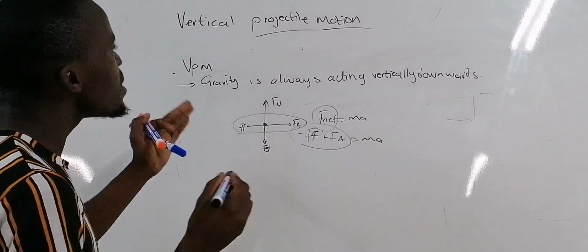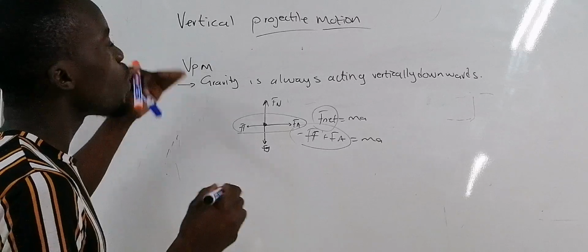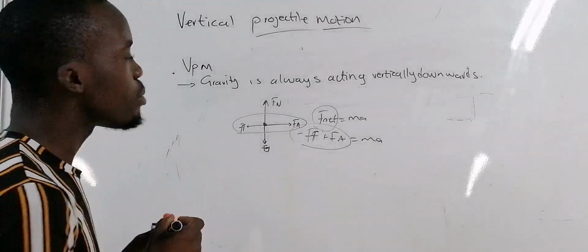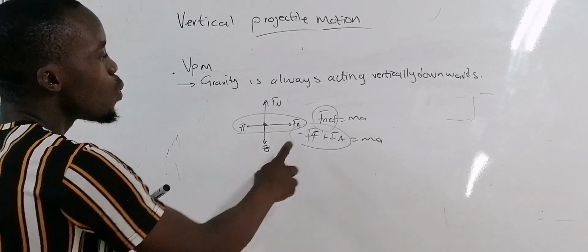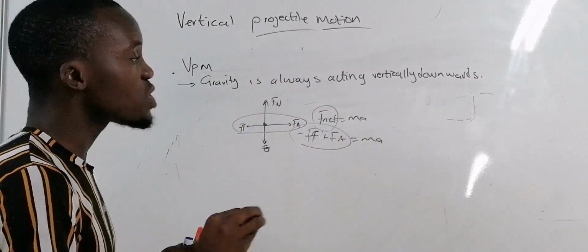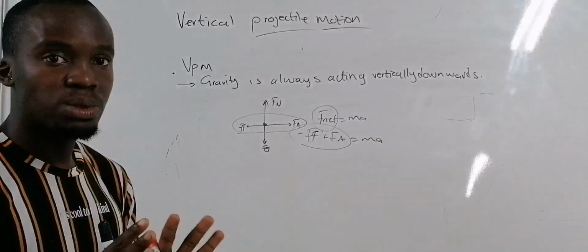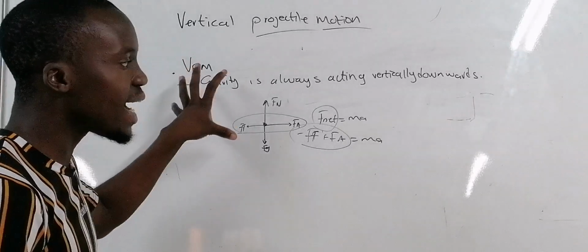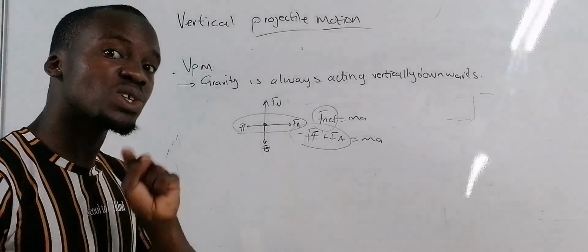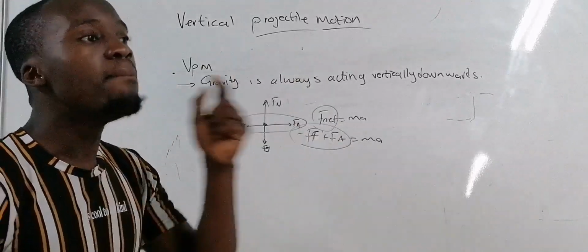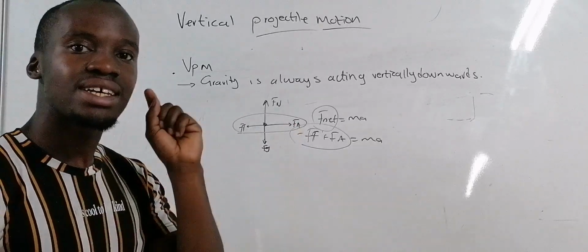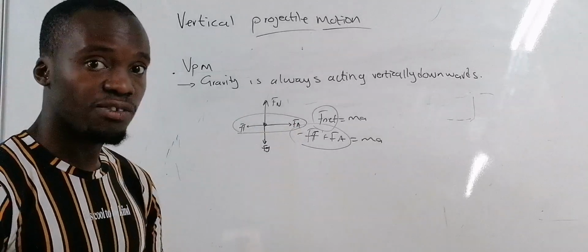But what happens when we talk about the F net of a projectile? We say that the F net is the sum of the forces that are acting on an object. But when it comes to a projectile, the only force acting is the force of gravity. Meaning that the F net of a projectile is the gravitational force.